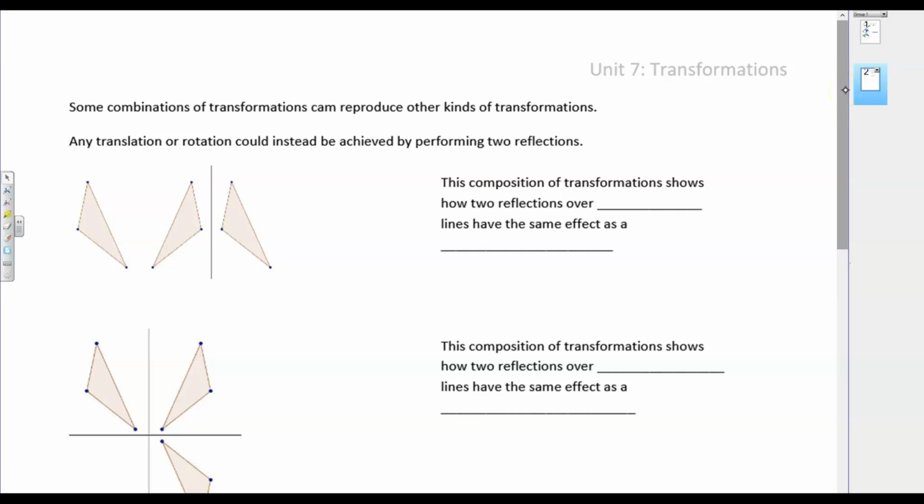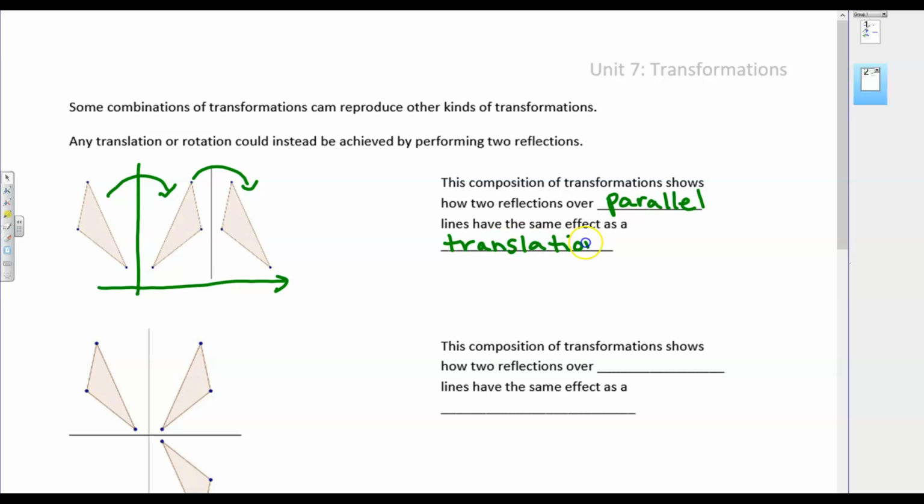Sometimes some combinations of transformations can produce other kinds of transformations. So for example, my line of reflection disappeared. If I reflect over 2 parallel lines, I actually get a translation. So for example, this guy reflected over here, then I took him and reflected him again, and what ended up happening is it'd be the same as translating him across the page. So 2 reflections over parallel lines have the same effect as a translation. Basically, it just slides the image across.